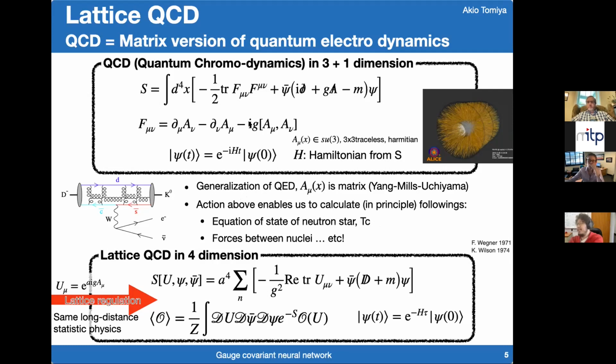Of course, we know that the coupling g is too large, so we cannot use perturbation. We have to use some technique, and we employ the lattice regularization to calculate this. Both of them have the same information for the long distance, and the action is converted into this form.